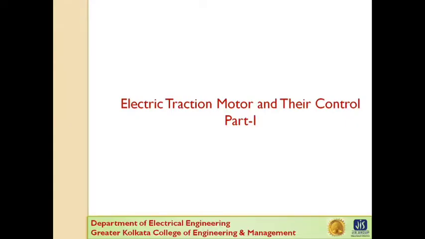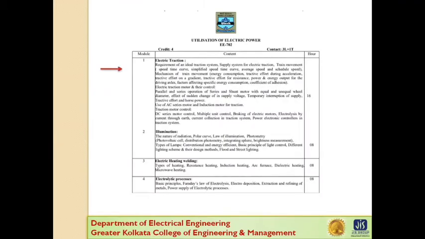In this video, I will discuss electric traction motors and their control. I will discuss parallel and series operation of series and shunt motors with equal and unequal wheel diameter, the effect of sudden change in supply voltage, and temporary interruption of supply. These topics are included in Module 1 of the subject Utilization of Electric Power. Subject code is EE-702.